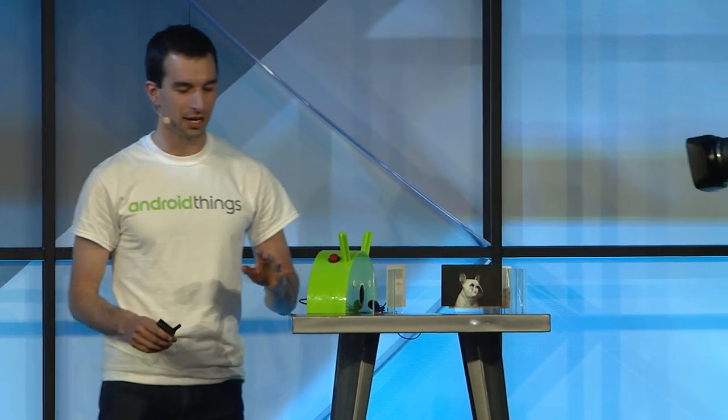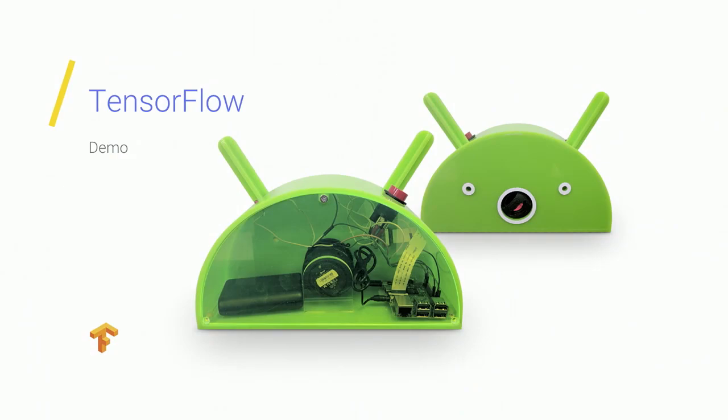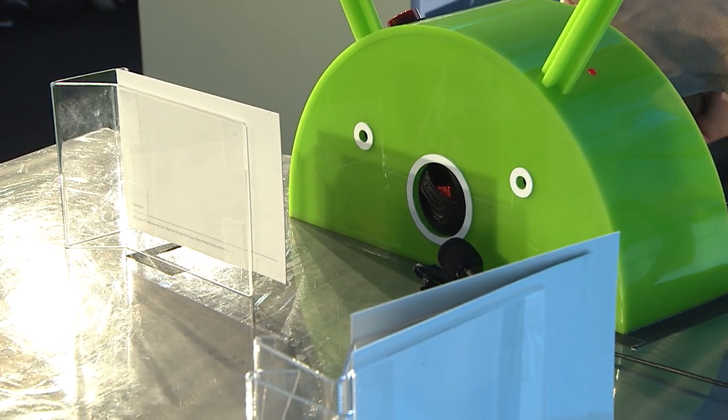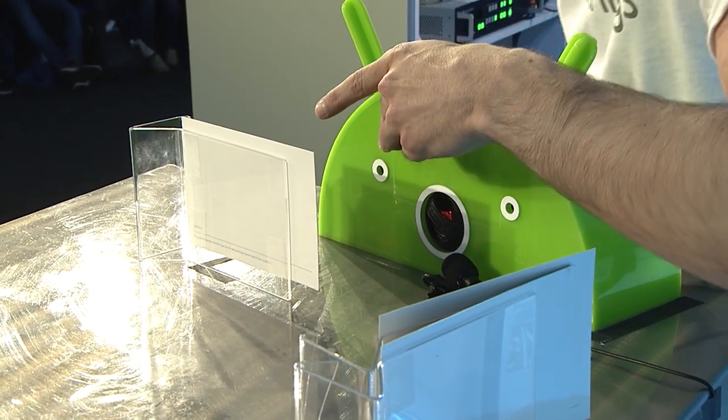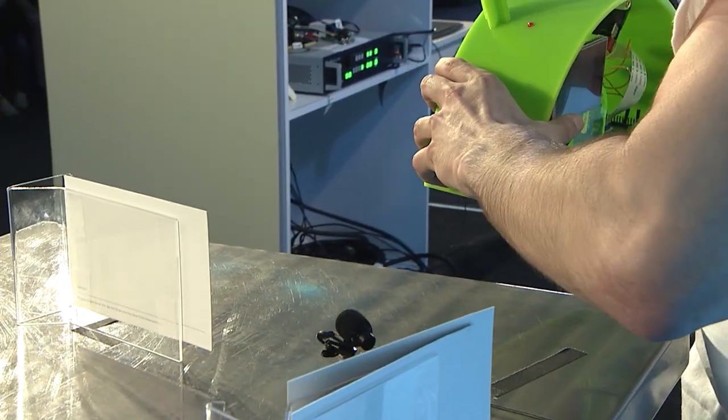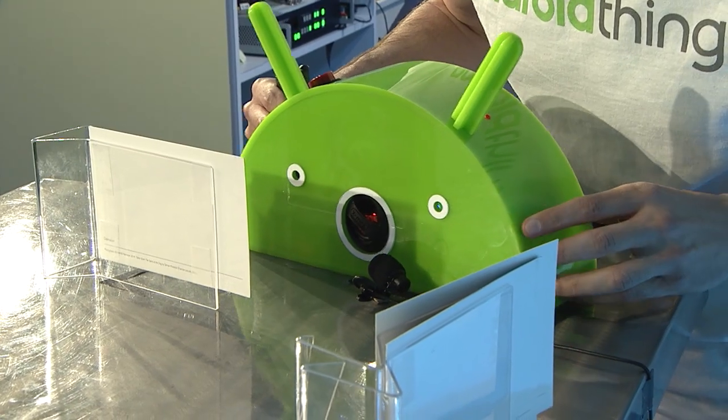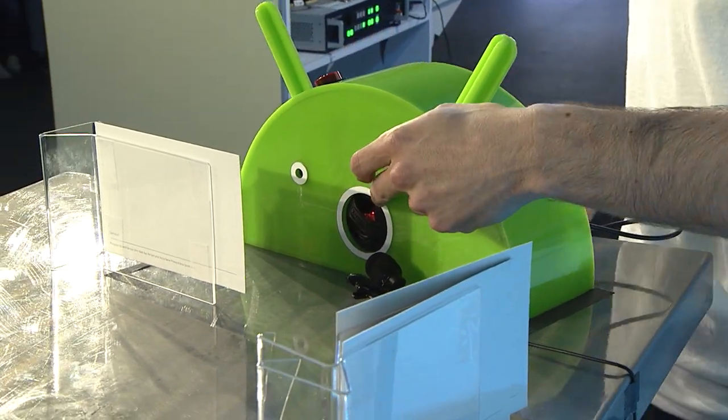So what I have here, it's a pretty simple setup. We have one of our supported boards, which is a Raspberry Pi in this case, as well as a button, a camera, and a speaker. The button's here on top. The camera is actually located in this little Android head's eye. So it's in its eye right there. And then the speaker's in its mouth.